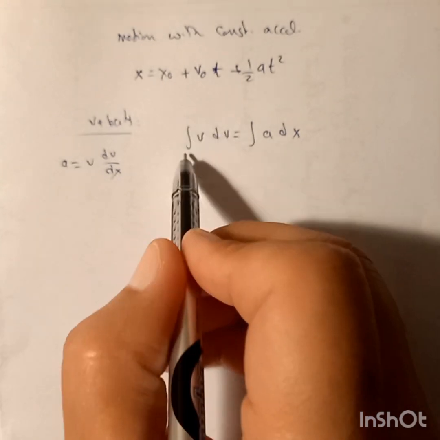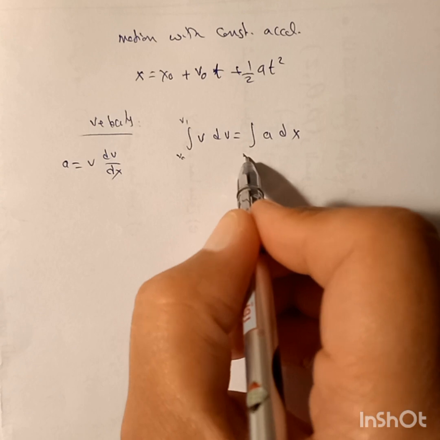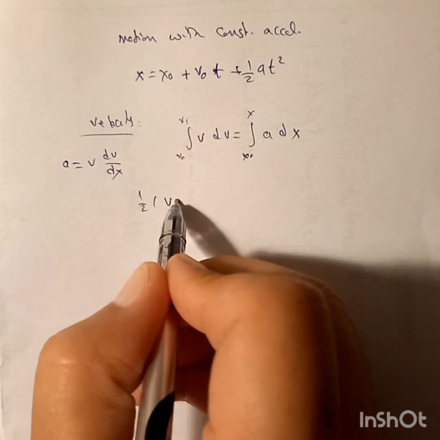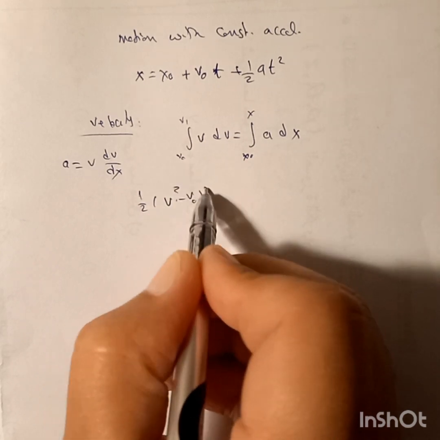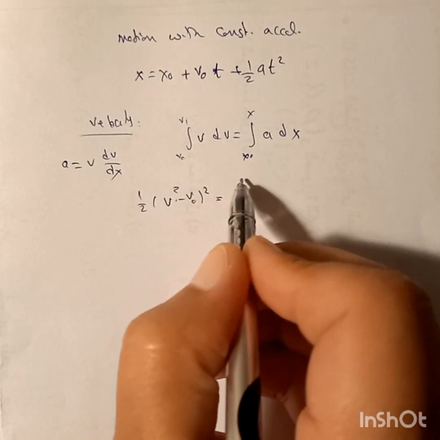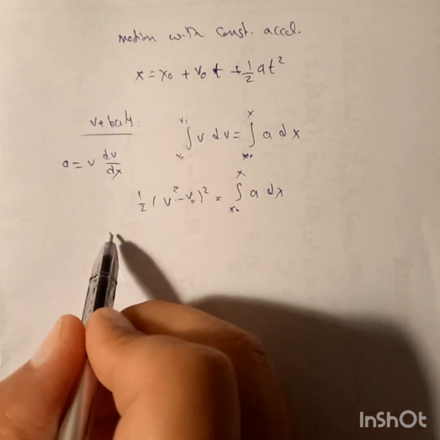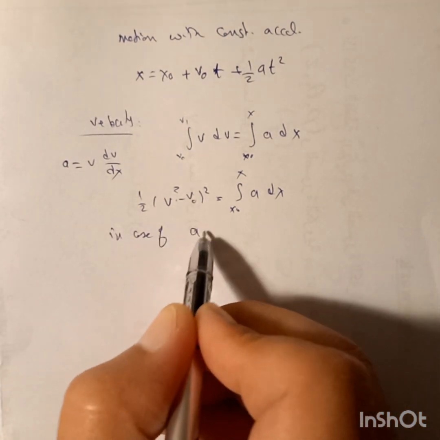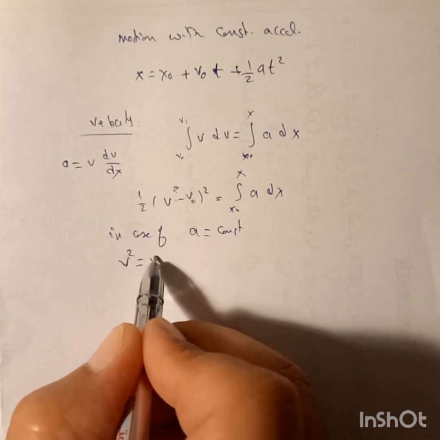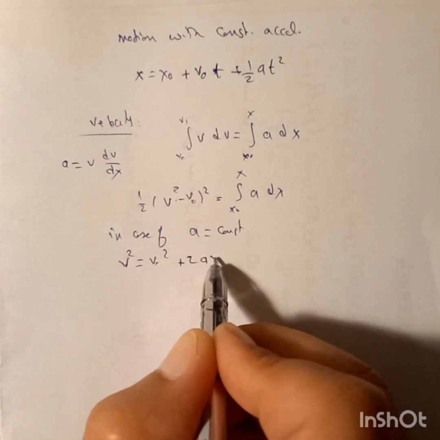Then if we have limits, for example v naught and v1, and here x naught and x, then we'll find half of v squared minus v naught squared equals the integral from x naught to x of a dx. Also, in case of a equals constant, then we can apply v squared equals v naught squared plus 2 a x, or s.